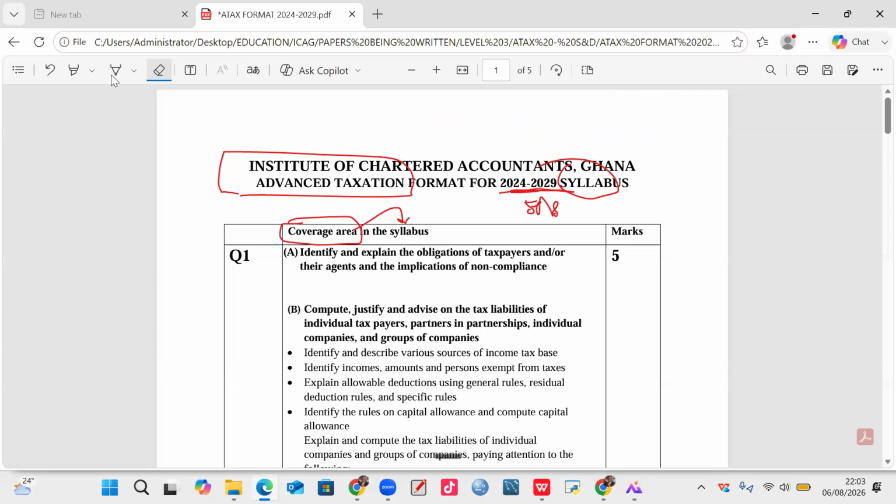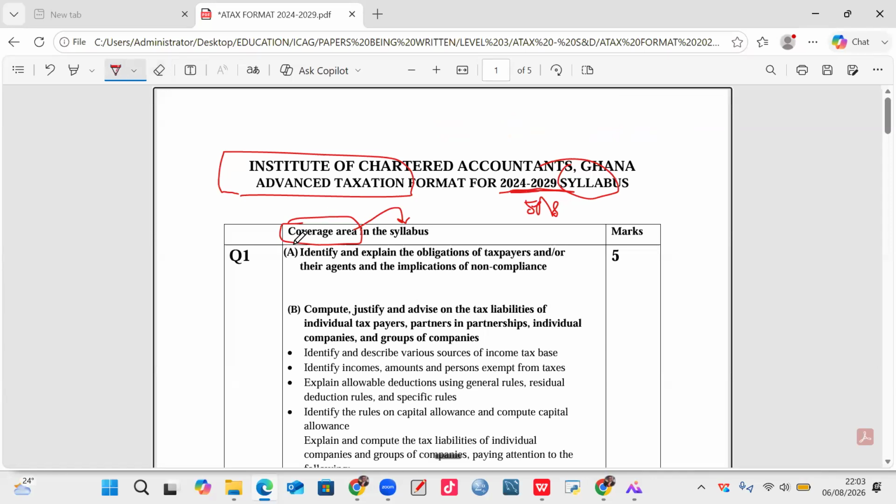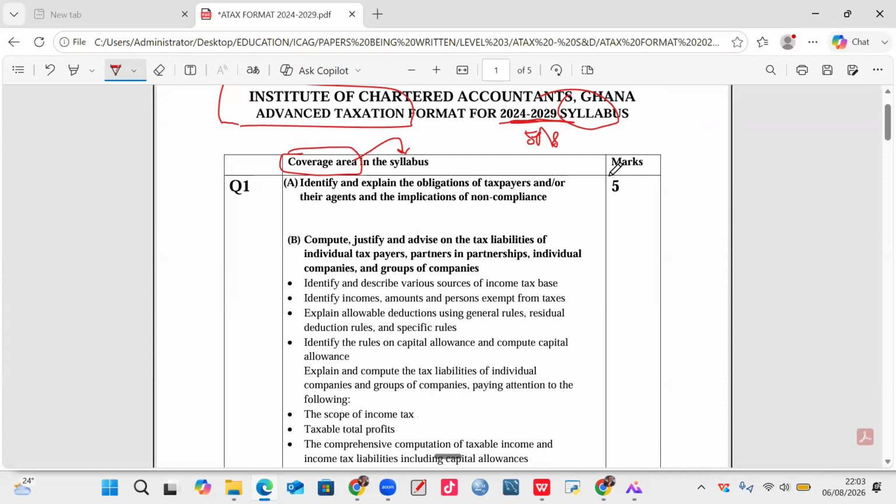So we're saying that the exam questions which feature in the exam for the next 5 years will follow this format according to these areas. So question 1A is 5 marks. It says, identify and explain the obligations of taxpayers and their agents and the implications of non-compliance. And the B part is 15 marks, making 20. So for the next 5 years, we are in 2026, so 3 years more, to 2029, we are going to deal with question 1, and it will follow this format repeatedly.